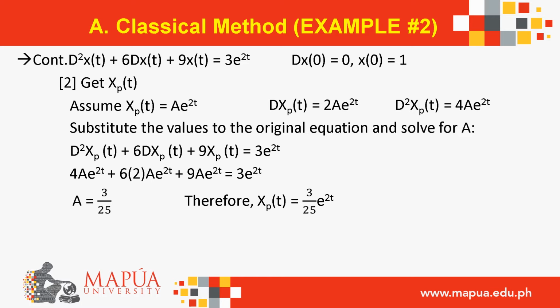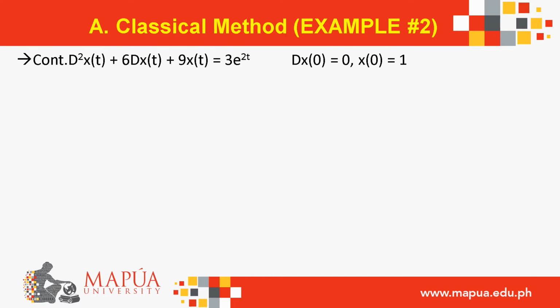x sub p double prime plus 6x sub p prime plus 9x sub p is equal to 3e raised to 2t. By substitution, 4a e raised to 2t plus 6 multiplied by 2a e raised to 2t plus 9a e raised to 2t is equal to 3 e raised to 2t. Thus, the value of a is equal to 3 over 25. Therefore, the particular solution, x sub p of t is equal to 3 over 25 e raised to 2t.